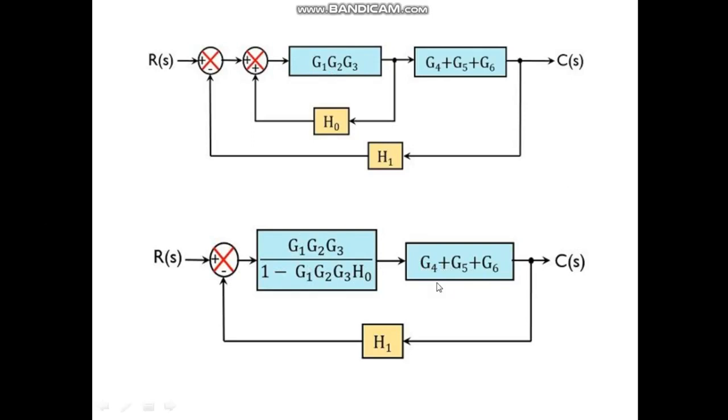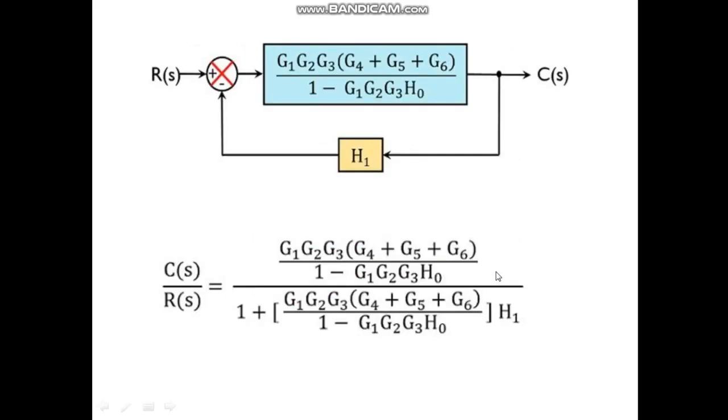So now let us take the multiplication of these two blocks. We get G1 into G2 into G3 multiplied by, in bracket, G4 plus G5 plus G6 and divided by the remaining term. By reducing these two blocks to a single block, we get a final minor feedback loop with feedback H1. So we can write the transfer function by considering this block in the forward line and this block in the reverse line.